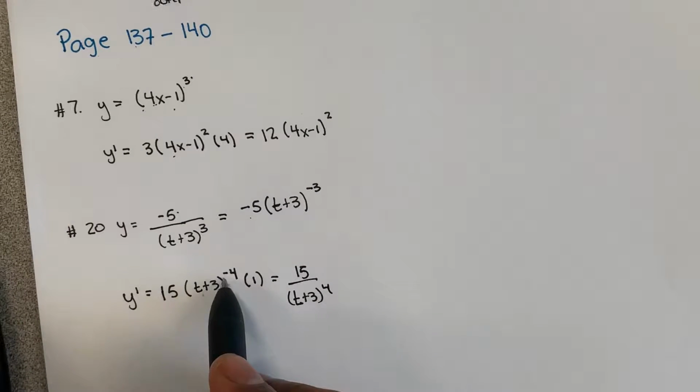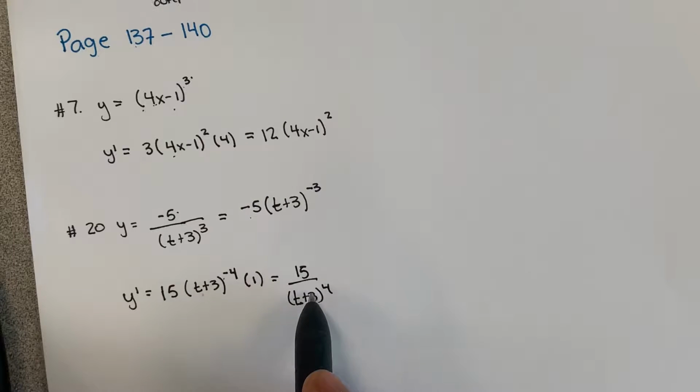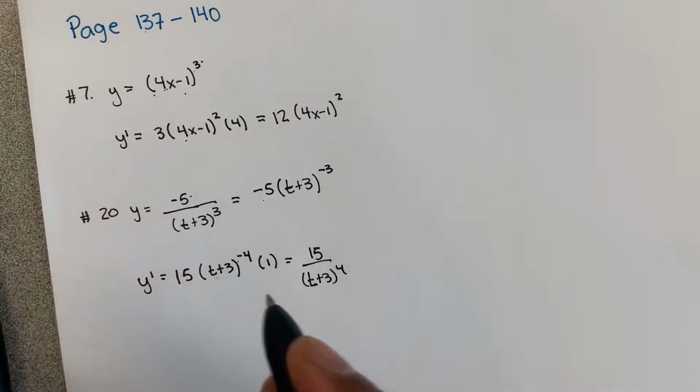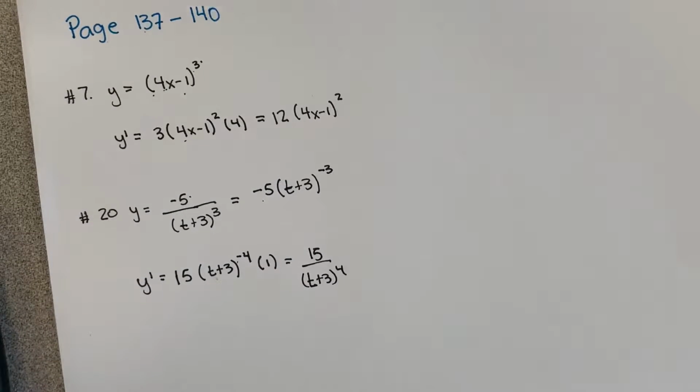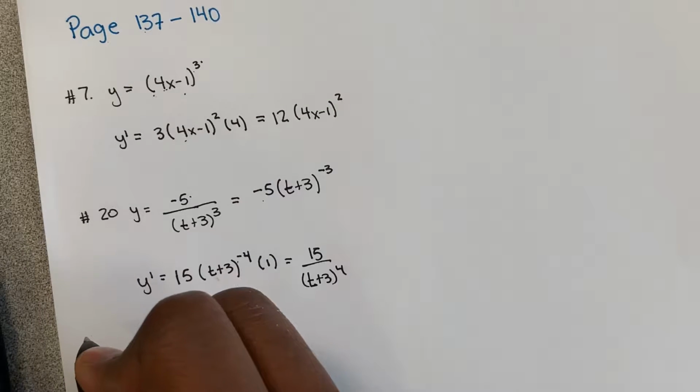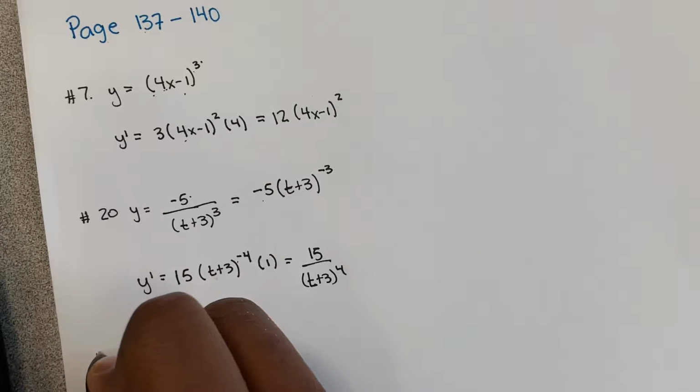So notice we move the negative exponent back down to the bottom. The derivative of 1t is just 1. Again, no quotient rule. The next example that we will work is one with a trig function. This is number 48.